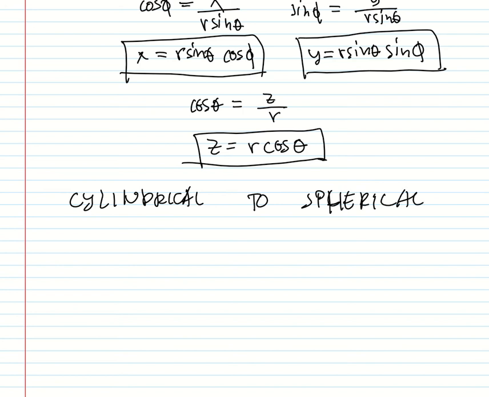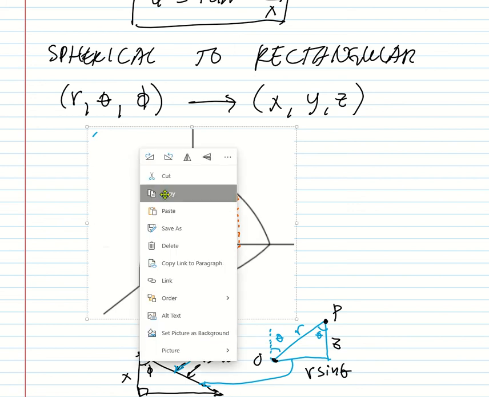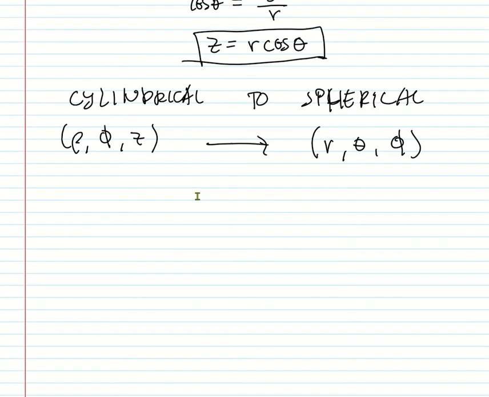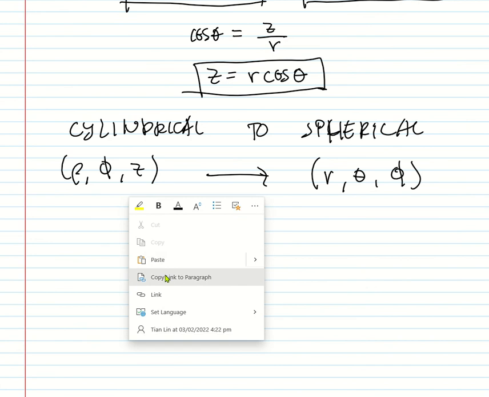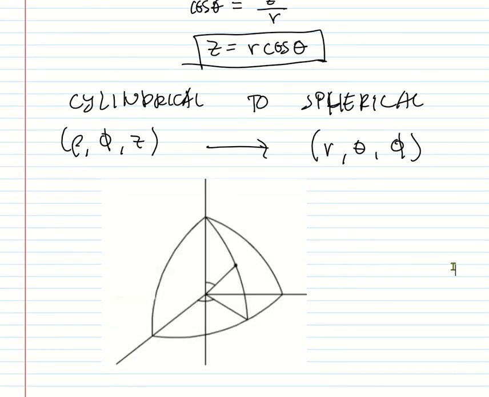Spherical coordinates. So we're given rho, phi, and z, and we want to solve for the spherical coordinates, which are r, theta, and phi. So we need this drawing again, but this time instead of rectangular, we draw a cylindrical one. So this is our point.